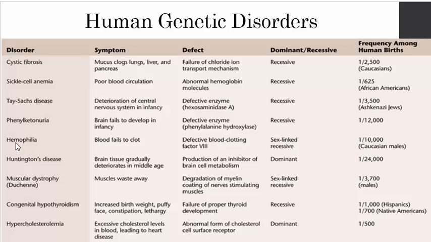Some common ones that you hear about quite a bit: cystic fibrosis, sickle cell anemia, Tay-Sachs disease, hemophilia, Huntington's disease. Some of these are very, very common. And we will take a closer look at them in class via a homework assignment, or your homework assignment might be online for you, depending on which section you are in.